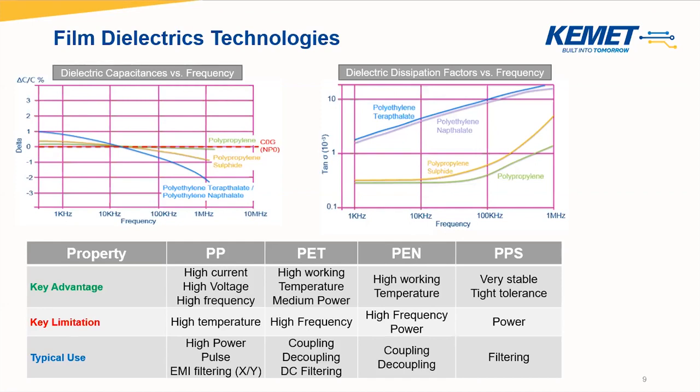The PPS has a very high characteristic in terms of stability, but due to the low self-healing, we don't want to use this dielectric in high power applications. So we should be careful using this dielectric in such applications. Typical application is filtering, but with small power involved.